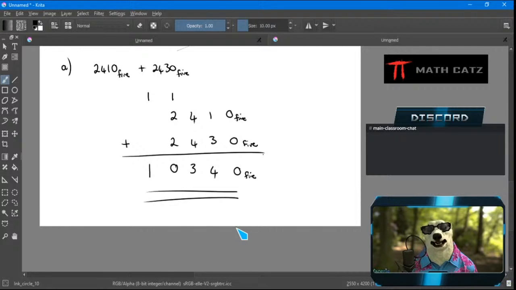Give yourself a slap on the wrist if you read this as 10,340. It is not. It's 10340 base 5. I don't know what it is in decimal. That is not what I'm supposed to be doing. I am supposed to add the numbers, not convert them. That is a different question. All right.